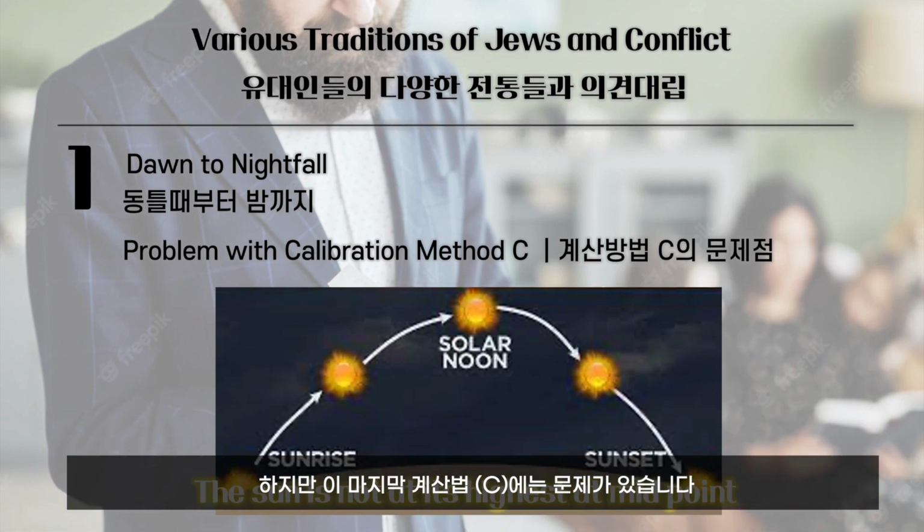Calibration method C has a problem: if we watch for 3 stars in the evening sky to determine the starting hour of nightfall, the sun is not at its highest point at the midpoint of these 12 hours.